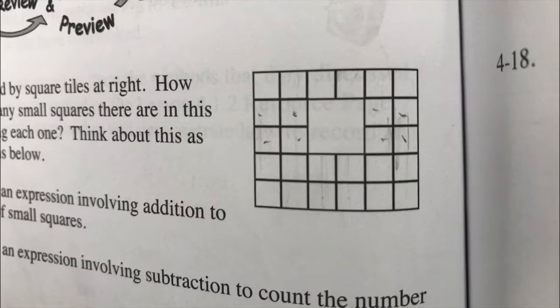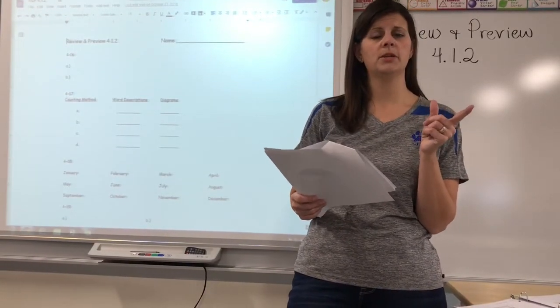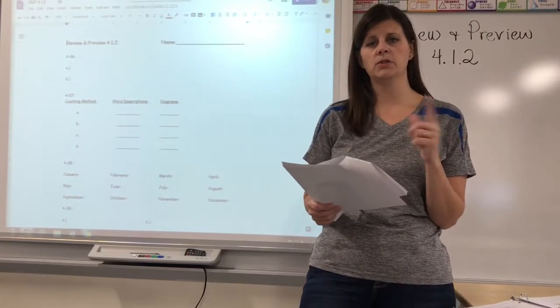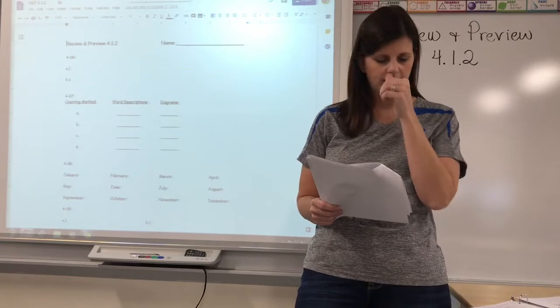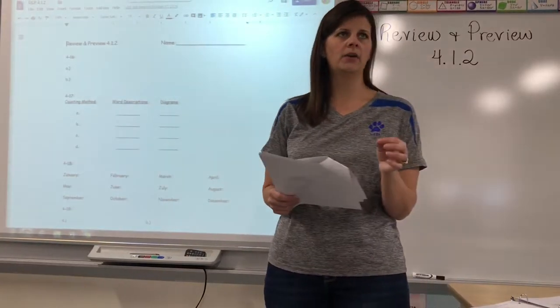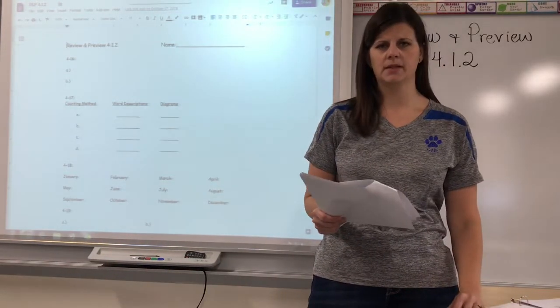And part B asks us to do the same thing, write and simplify an expression, but this time it has to involve subtraction. So some things to keep in mind. Number one, whatever you have for part A and part B should be the same. The answer that you get in the end should be the same. We're using two different expressions to describe the same figure. The other thing to think about would be, how can I look at this arrangement and see it in pieces?